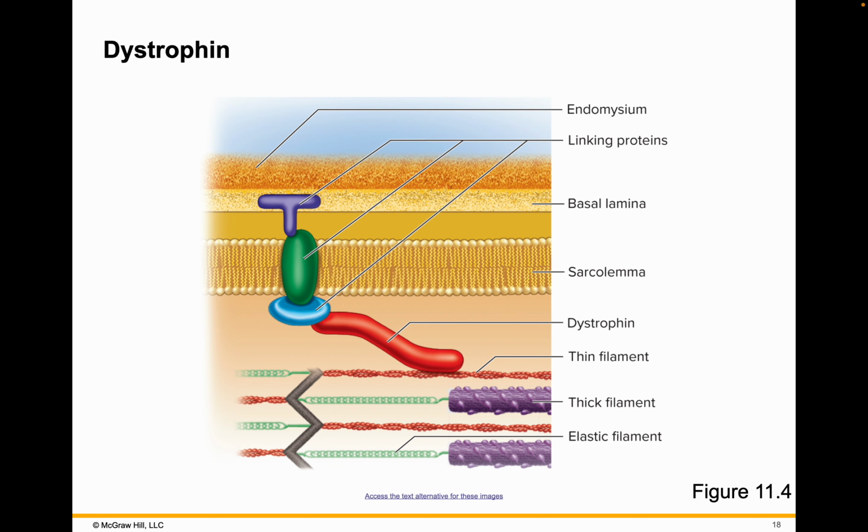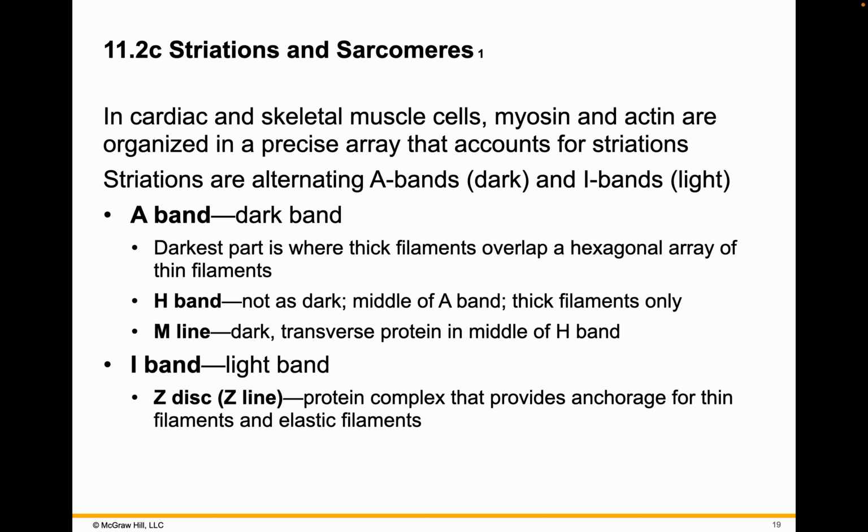And this is kind of lining them all up schematically. In cardiac and skeletal muscles, myosin and actin are organized in a precise array that accounts for the striations. The striations are alternating A and I bands, dark A, light I.